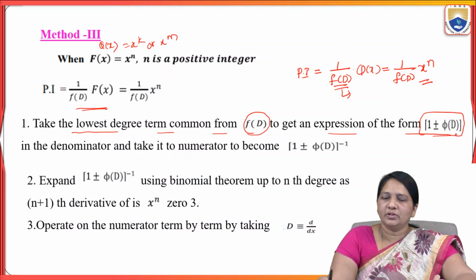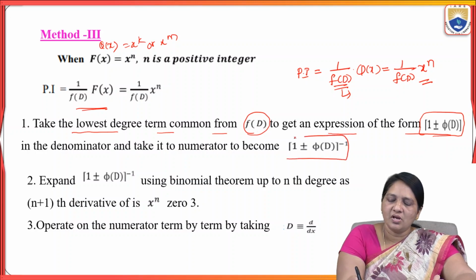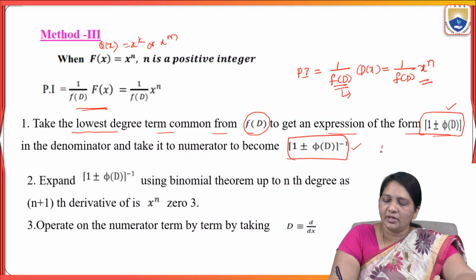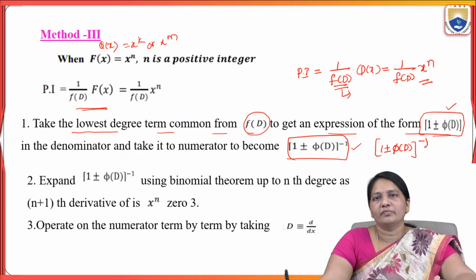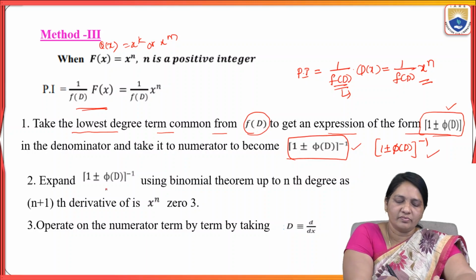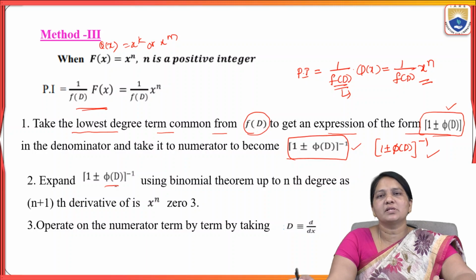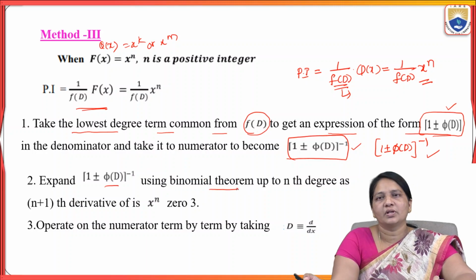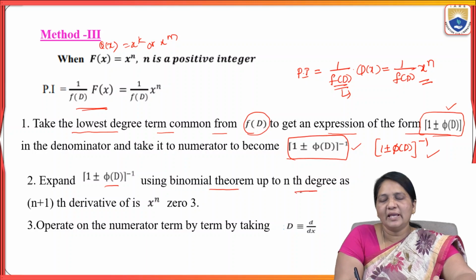After that we convert this into 1 plus or minus phi of D, the whole inverse. Actually this will be in the denominator, so when we take it into the numerator, we write it as 1 plus or minus phi of D, the whole inverse. After converting this, we have to expand the 1 plus or minus phi of D, the whole inverse, using the binomial theorem, up to the nth degree.